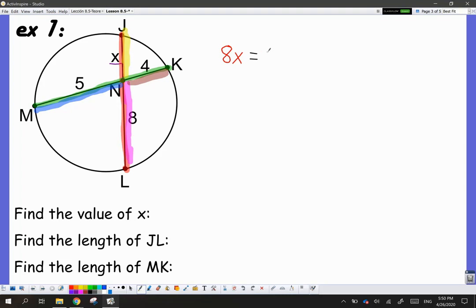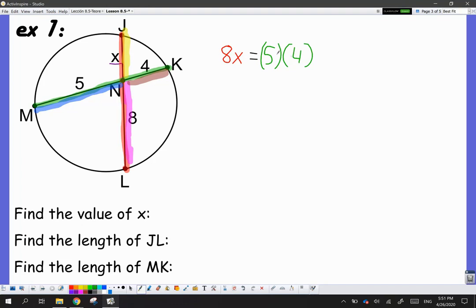So that means that on this side, I have one piece of that chord MK, that's going to be 5. And I'm going to multiply that by the other piece of that chord, which is 4. And so what I end up with is 8 times x equals 5 times 4.